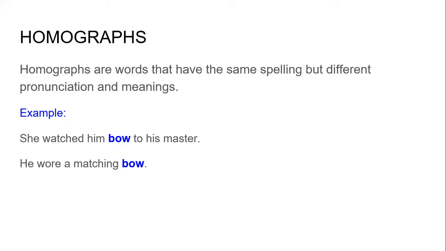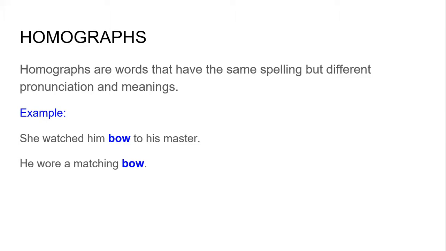homographs. Homographs are words that have the same spelling but different pronunciation and meanings. Look at the example below. She watched him bow to his master. He wore a matching bow. If you noticed, I pronounced both words differently. Both words have the same spelling, B-O-W, B-O-W, but they have different pronunciation. In the first case, it is bow, and in the second case, it is bow.